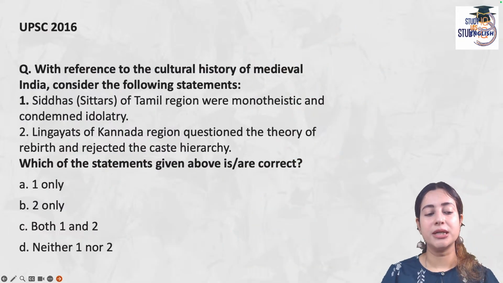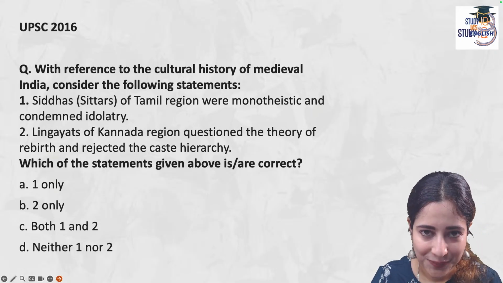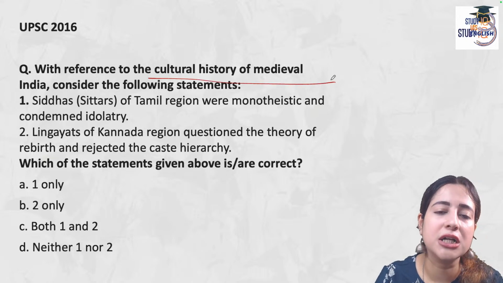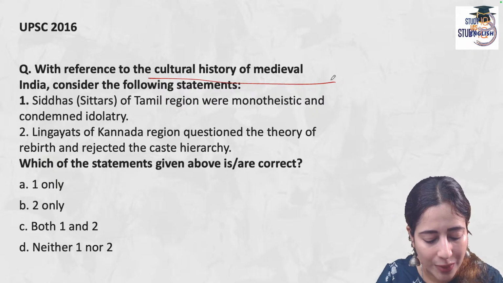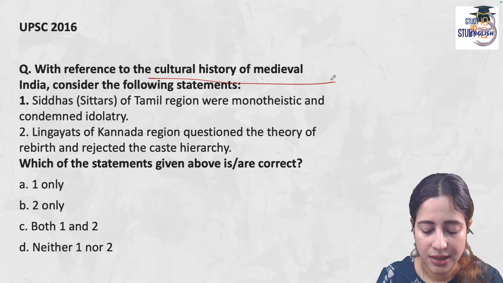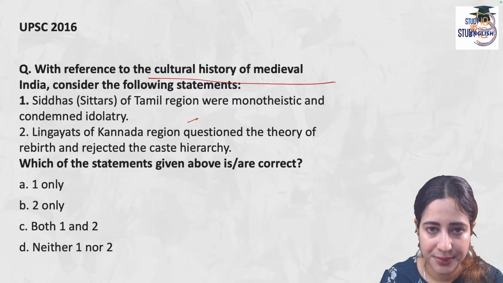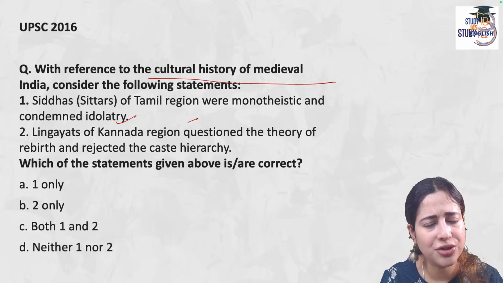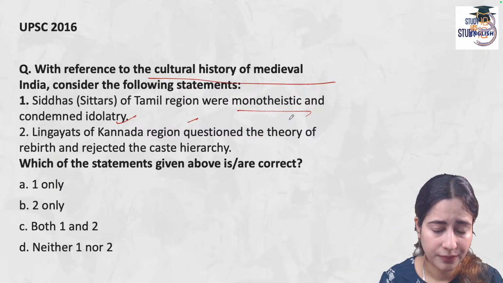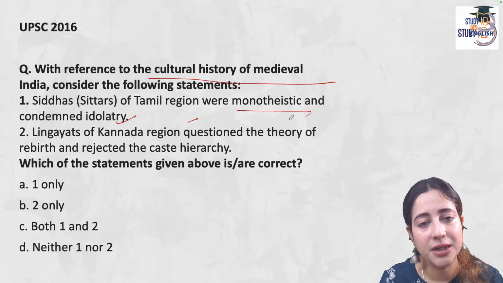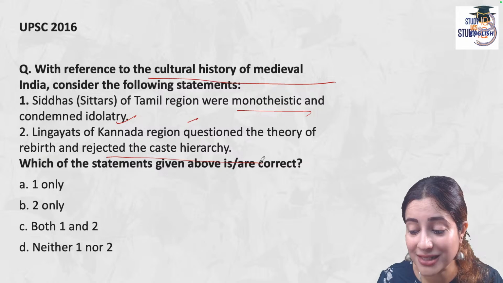And now let's show you an interesting UPSC PYQ. Prelims question from 2016. It says, with reference to the cultural history of medieval India, consider the following statements. One, Siddhas or Siddhars of the Tamil region were monotheistic and they rejected idolatry. Idolatry means idol worship. Monotheistic means somebody who believes in only one God. Second statement, Lingayats of the Kannada region questioned the theory of rebirth and rejected the caste hierarchy.